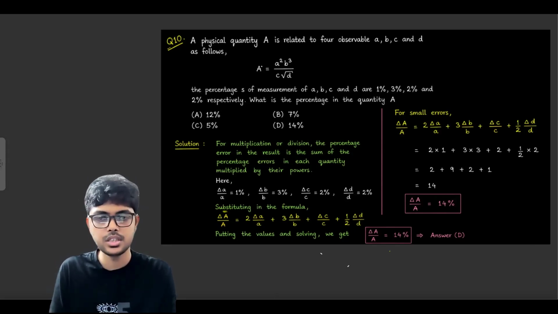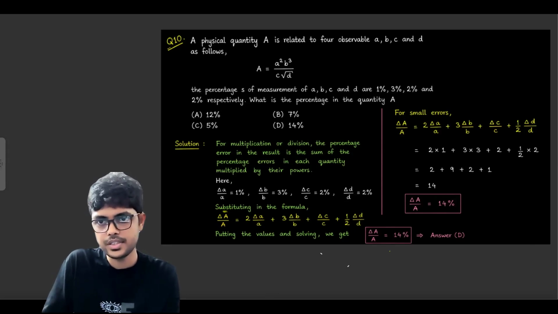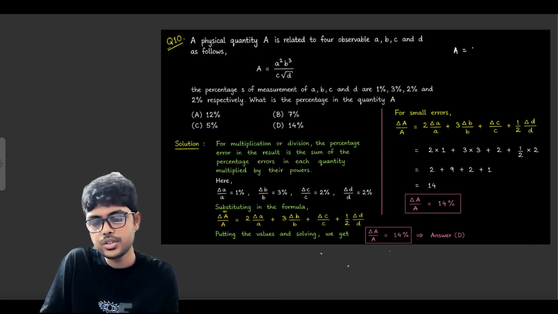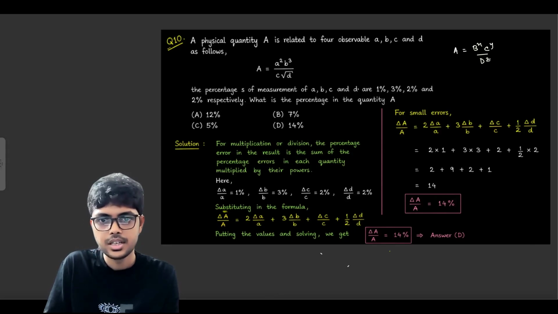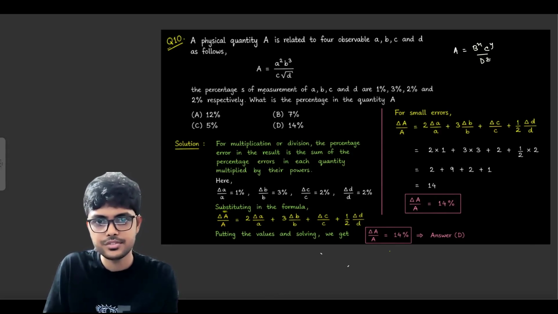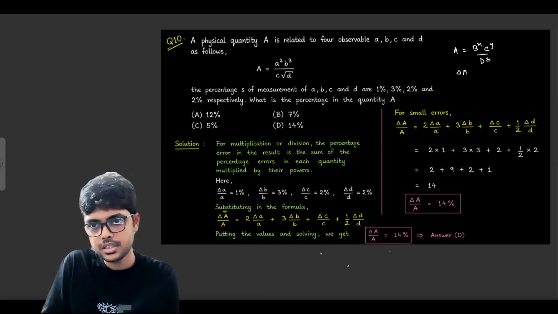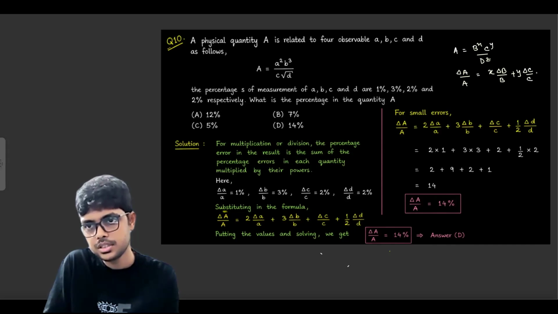Before discussing the equation, I should tell you the most important concept: if an equation is given, a equal to b to the power x, c to the power y, d to the power z, right? Then in measurement, we are calculating the percentage of change or percentage of error, but from the derivative we can write del a by a, the change of a by a, equal to x, the power will be multiplied, so x del b by b plus y del c by c minus z del d by d.